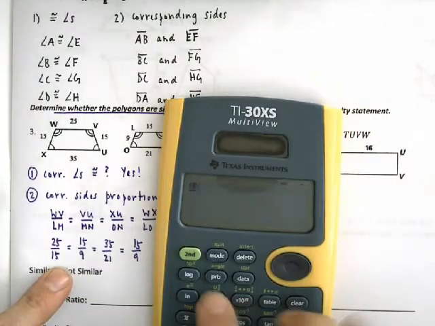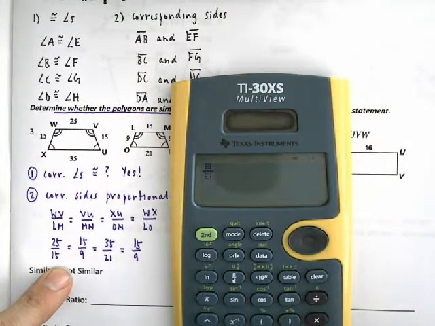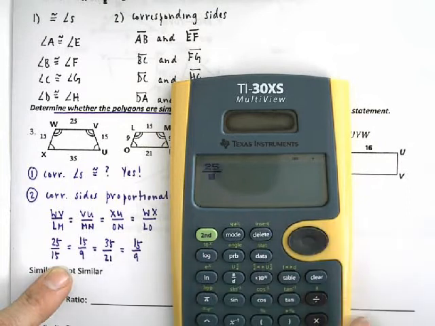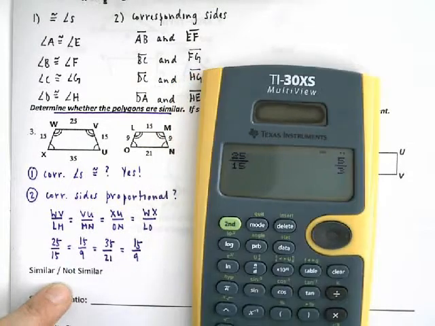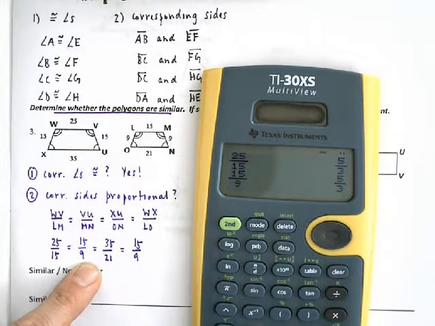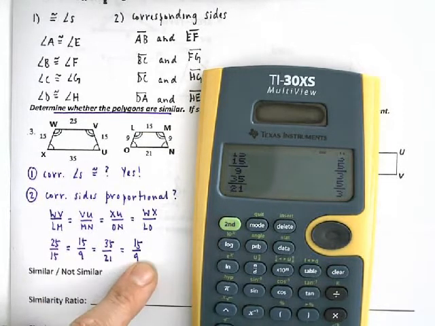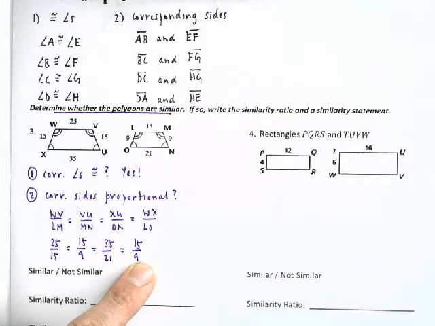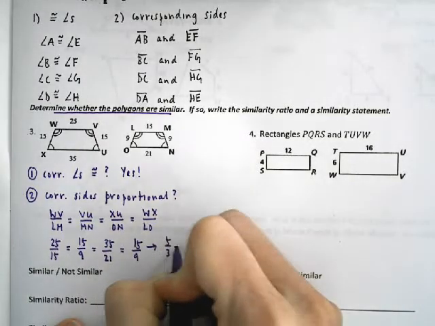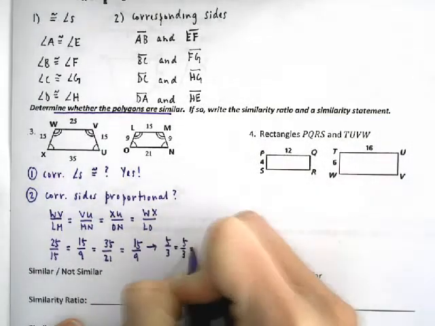Let's see, I'm going to check my first ratio here. I have 25 over 15 gives me 5 over 3. 15 over 9 is 5 over 3. 35 over 21 is also 5 over 3, and 15 over 9 is also 5 over 3. All right, so I can say, really, I have all those ratios are the same.